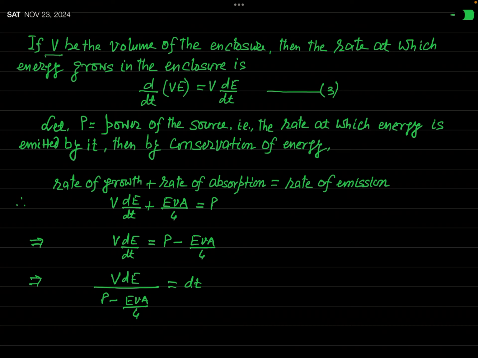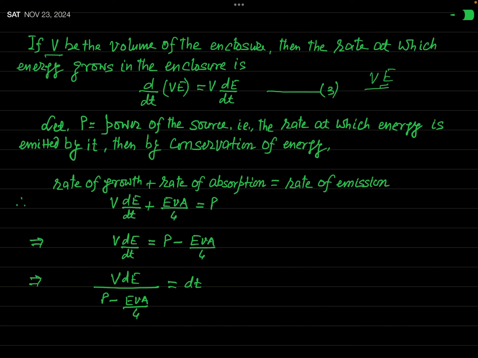And you know that E is energy density, which means this is energy contained in unit volume. So what is the total amount of energy contained in volume V? That will be simply V times E. So V into E measures the amount of energy distributed in the room at any time t. Why any time t? Because E is the energy density at time t.